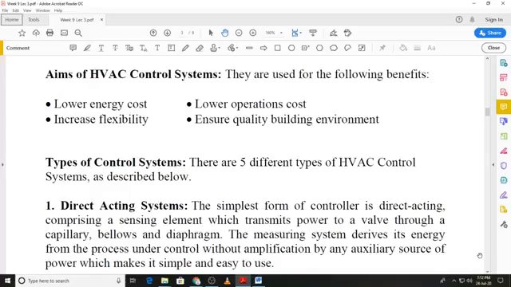There are a number of different types of control systems, and we will look at 5 different types and try to bring out the basic differences between these 5 types.